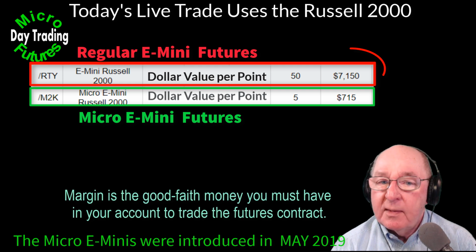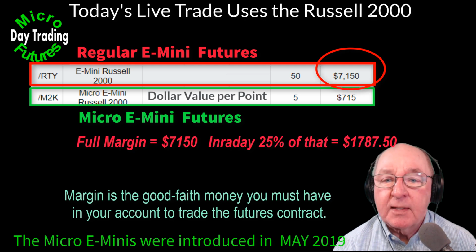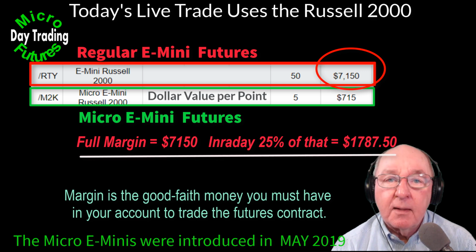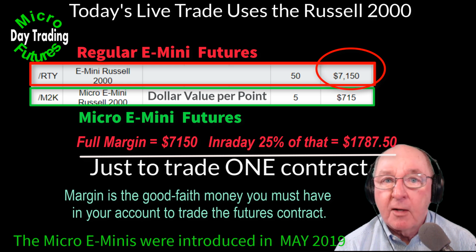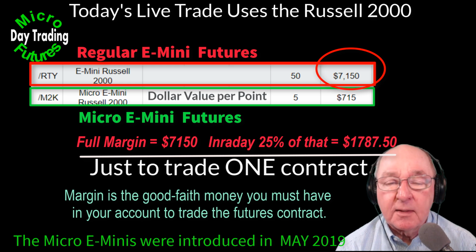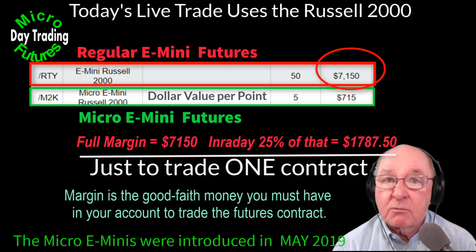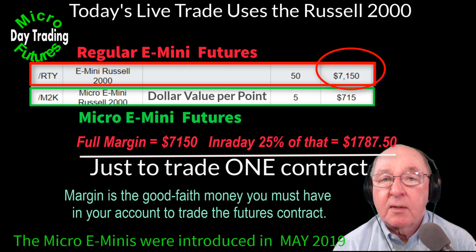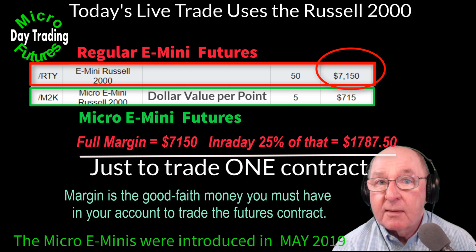Let me show you. Right here on the regular E-mini, this is not the micro, on the top line there is the E-mini Russell. And the margin for this is $7,150. Now, a lot of people cannot yet afford to trade that contract, much less 4 or 5 of them at one time. And that's the way things were before May of 2019. It was an expensive proposition. It was risky. In your first trade, you could really lose a lot of money. You could blow up your account before you ever learn what to do. That's why the failure rate was 90%, I think.